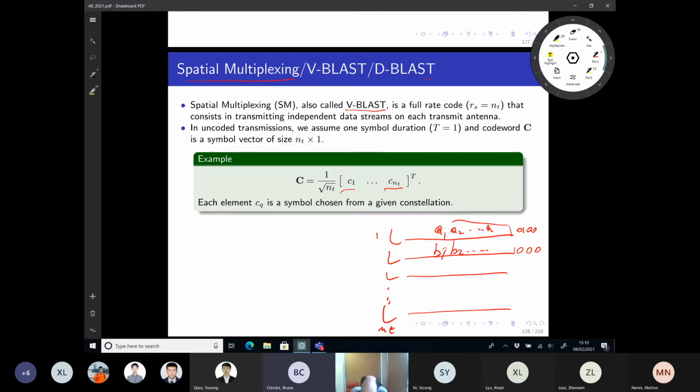And so if you look at one symbol duration, this one, right? For instance, I'm going to have C1 will actually be A1, C2 will be B1, C3 will be this one, C_NT will be this one, right? Because there is no encoding across time. This C1 is not repeated across time at other antennas. You can simply look at this at each symbol duration.